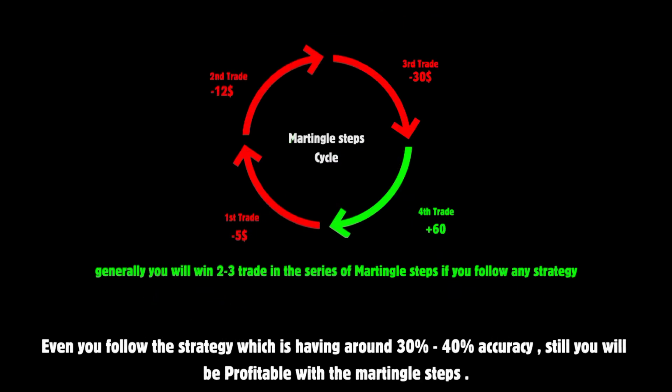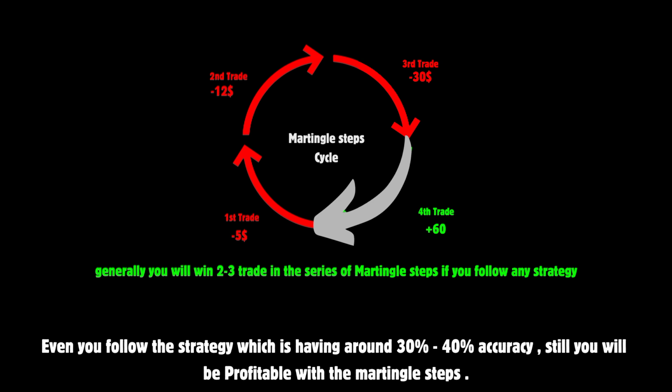Using the martingale steps is just like a trade cycle that you have to follow. You will take your first trade, and if you lose that trade, you will increase your amount and place your second trade. Even if you lose once again, you will place your third trade by increasing the amount. And if you have really bad luck and also lose your third trade, then you have to place your trade once again by increasing your amount.